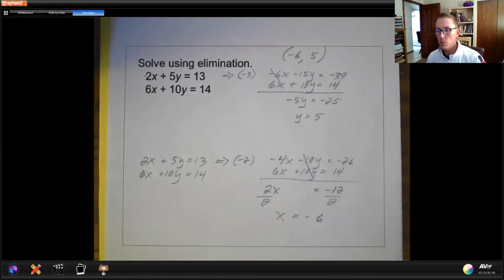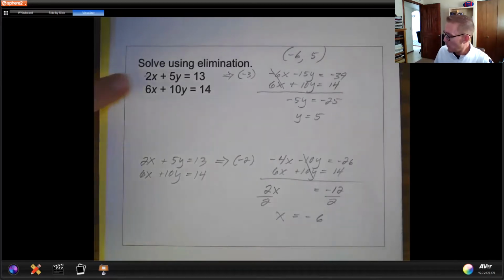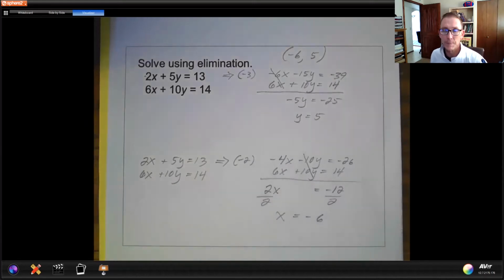Sometimes you will have to multiply both equations in order for the variables to cancel out. So maybe you have a 3 and a 2. Well, they meet at 6, so you're going to have to change both equations. So sometimes you're going to have to multiply just one. Sometimes you'll have to multiply both. And we'll talk about that in class.